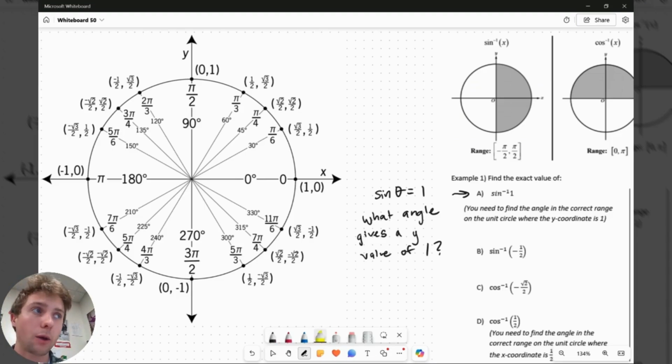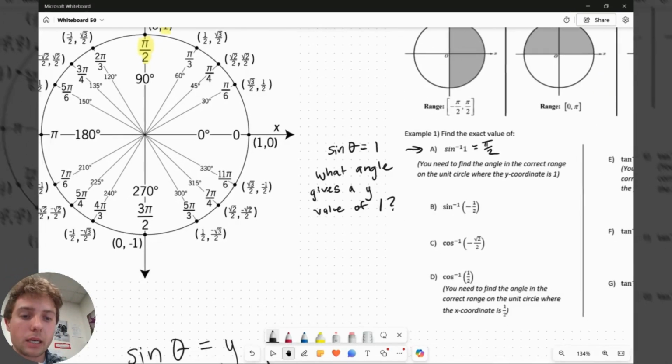Ideally, we can do this without the unit circle, but let's start by utilizing it. Well, what angle gives a y value of 1? Y is 1 up here. Well, what angle was that? The angle was pi halves or 90 degrees. That is the theta value that we were looking for.